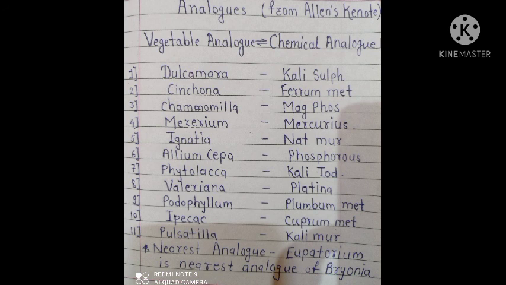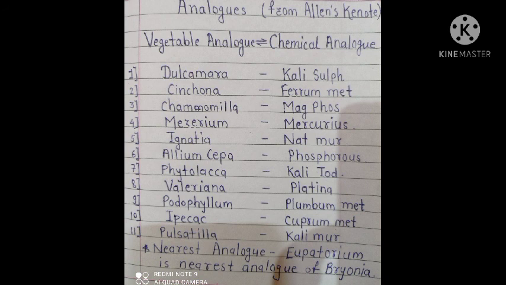Cinchona has the chemical analogue Ferrum met. Chamomilla has the chemical analogue Mag phos. Mezereum has the chemical analogue of Mercurius. Ignatia has the chemical analogue of Natrum mur. Allium cepa has the chemical analogue of Phosphorus.